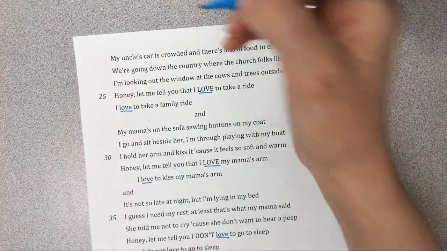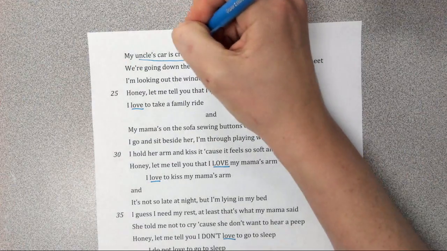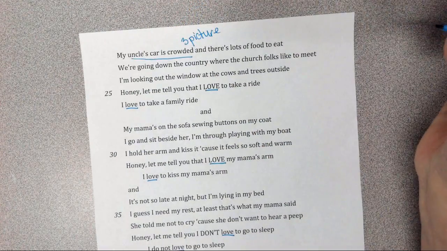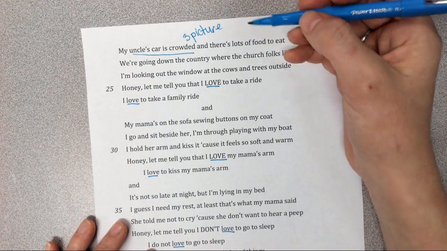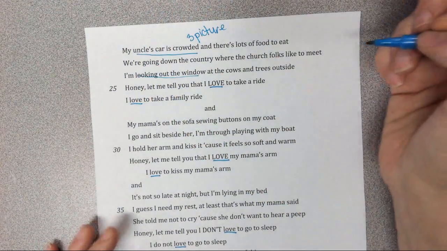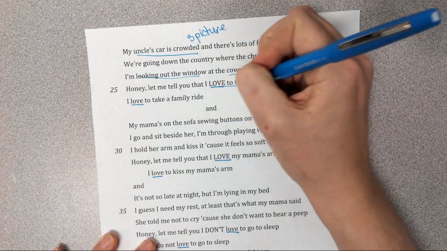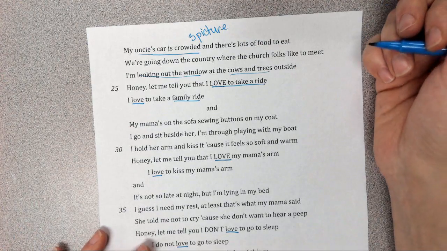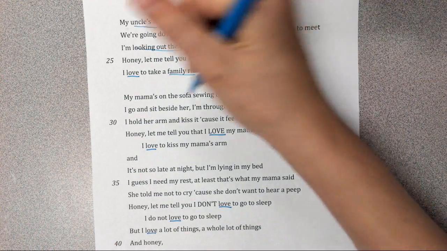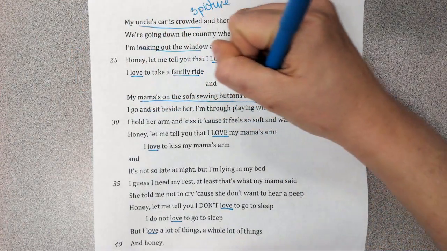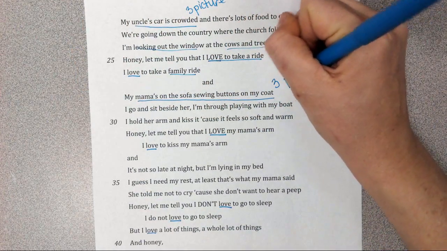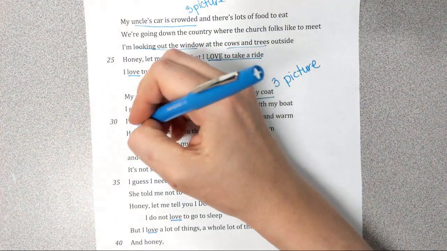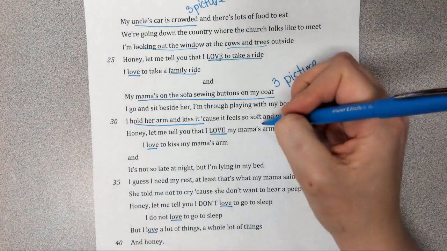Another picture, it talks about how the uncle's car is crowded. Man, that really helps paint a picture in my head, picturing a car with lots of people, and how they go to different places. They love looking out the window, and they love looking at the cows and the trees. So they love taking a ride, a family ride. That makes sense too. I love how in the next stanza they say, my mom is sitting on the sofa sewing buttons onto my coat. Man, those words help me paint such a great picture in my head. And I love the way they talk about, I hold her arm and kiss because it feels so soft and warm.